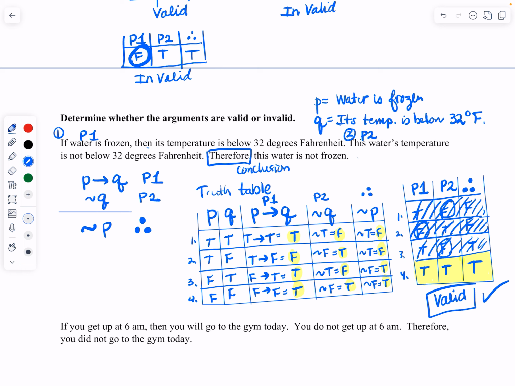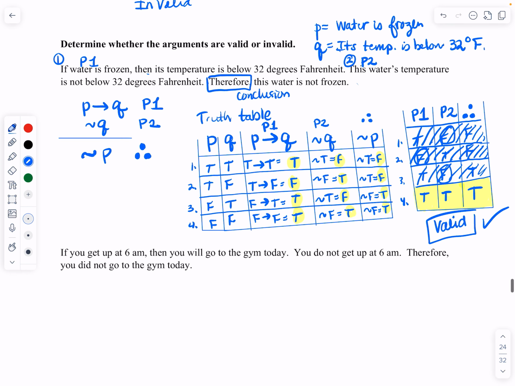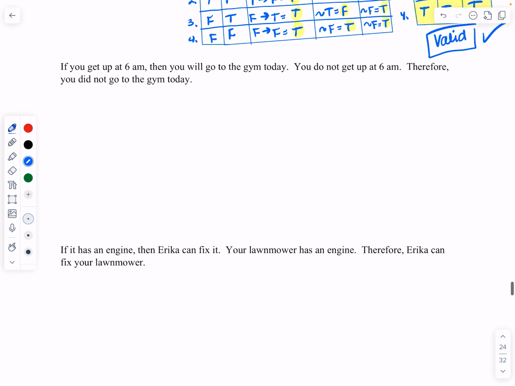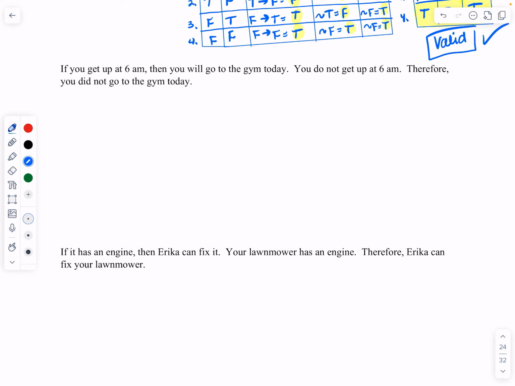All right, I'm going to do one more and then we're going to stop the video and restart up again. If you get up at 6 a.m., then you will go to the gym today. You do not get up at 6 a.m., therefore you did not go to the gym today. So there's 2 things going on. P, you get up at 6 a.m. And Q is you will go to the gym today.